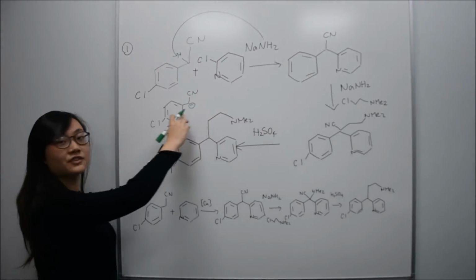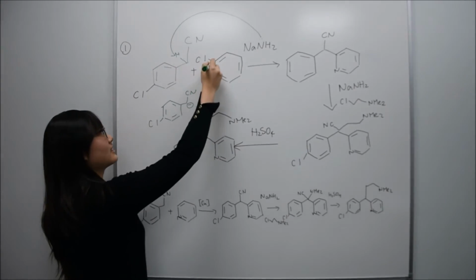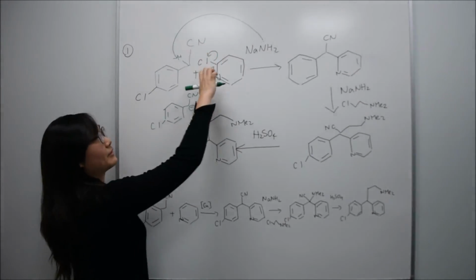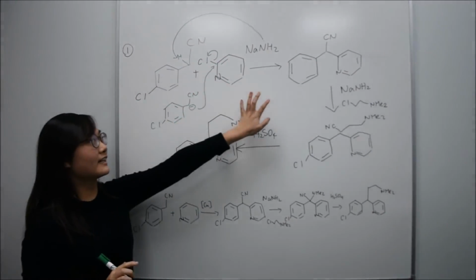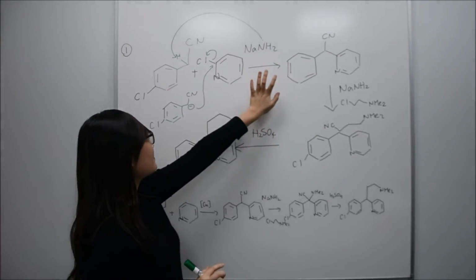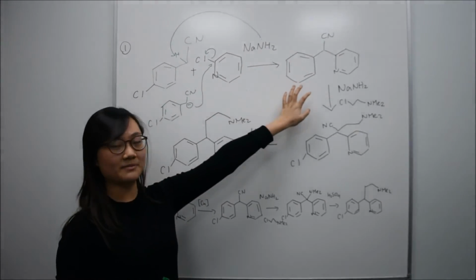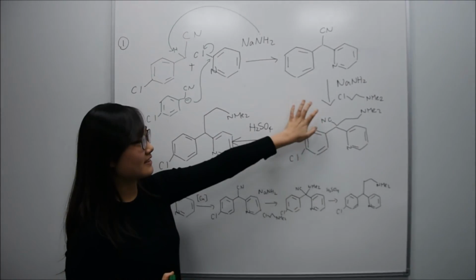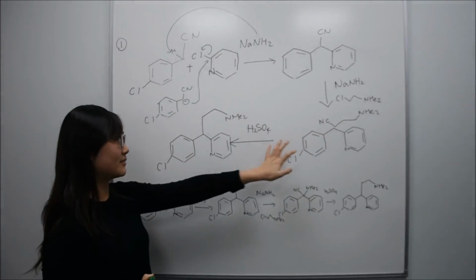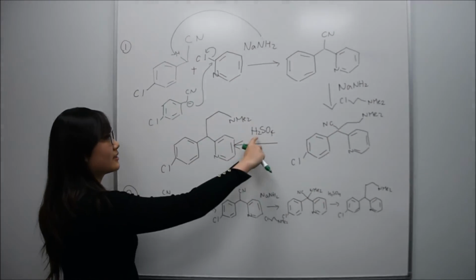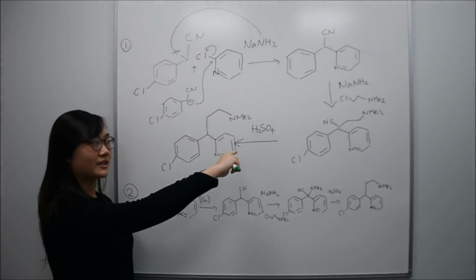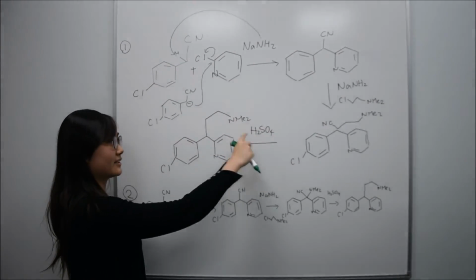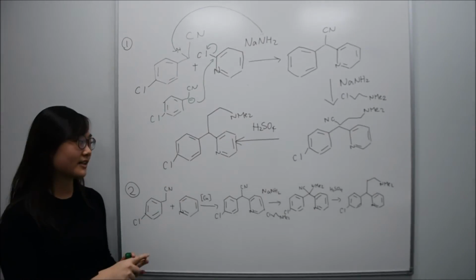with a negative charge here, and then it attacks and gets rid of the halogen here, and then the process just happens in a similar way. And then we finally get H2SO4 here for the decarboxylation, and then we can get chlorphenamine here.